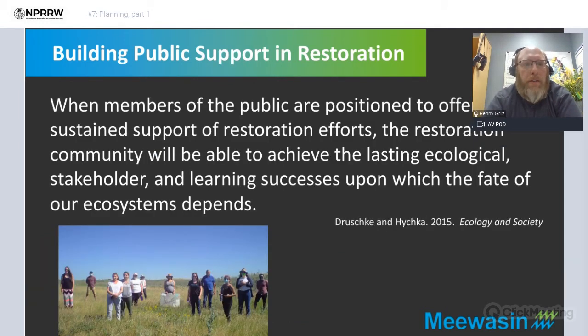Then also continuing that building of public support. When members of the public are involved, they can provide that sustained support, and the community will help with creating that lasting ecological stakeholder and learning successes. And the more people that are engaged, the more people that are in support, the more people will respond as well in the general public.